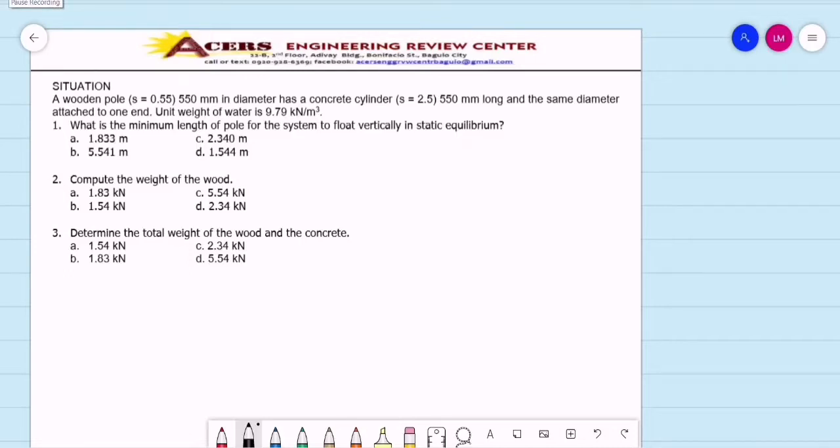Okay, so additional example for fluid mechanics. A wooden pole with a specific gravity of 0.55, 550 millimeters in diameter, has a concrete cylinder or stone with a specific gravity of 2.5, 550 millimeters long, and the same diameter attached to one end. A unit weight of water is 9.79 kilonewtons per cubic meter. So number 1, what is the minimum length of pole for the system to float vertically in static equilibrium?